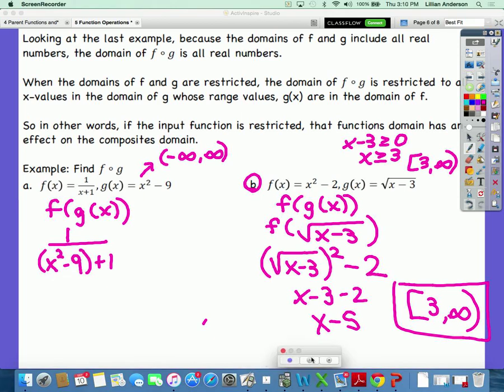Bring it back. I told you I was going all the way. Here we go. Might finish up a little early. Here we go. You should have gotten x squared, what on the bottom? Minus 8. There's your composite.